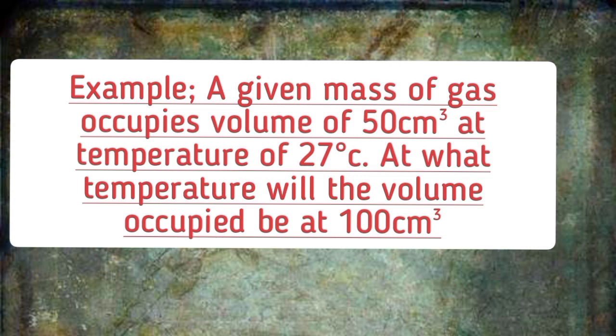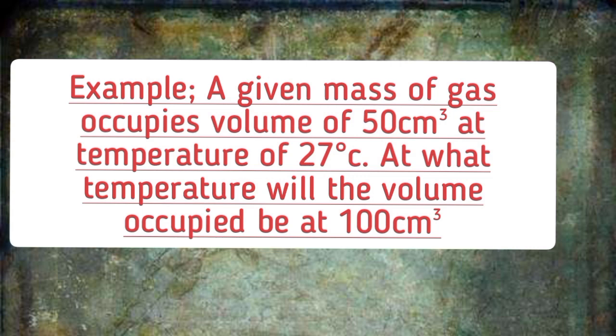So example, a given mass of gas occupies volume of 50 cm cube at temperature of 27 degrees centigrade. At what temperature will the volume occupied be at 100 cm cube? So in this particular question, you can see 27 degrees centigrade. So before you can continue the solving, you have to convert it to what? Kelvin. Converting it to Kelvin, you will do what? You will add 273 to this 27 so that you can remove that degrees centigrade. Then before you can start solving. I don't know if you're getting my point.